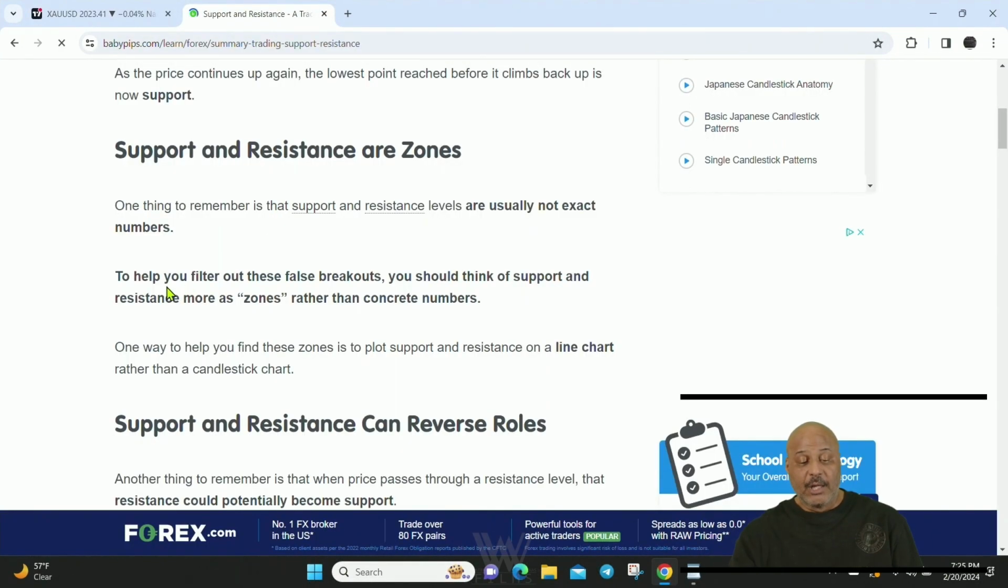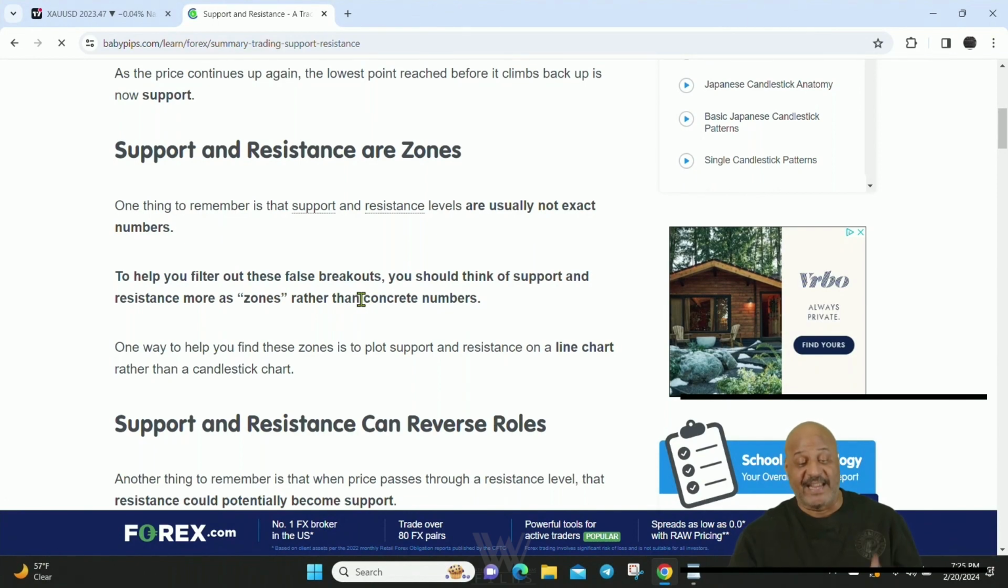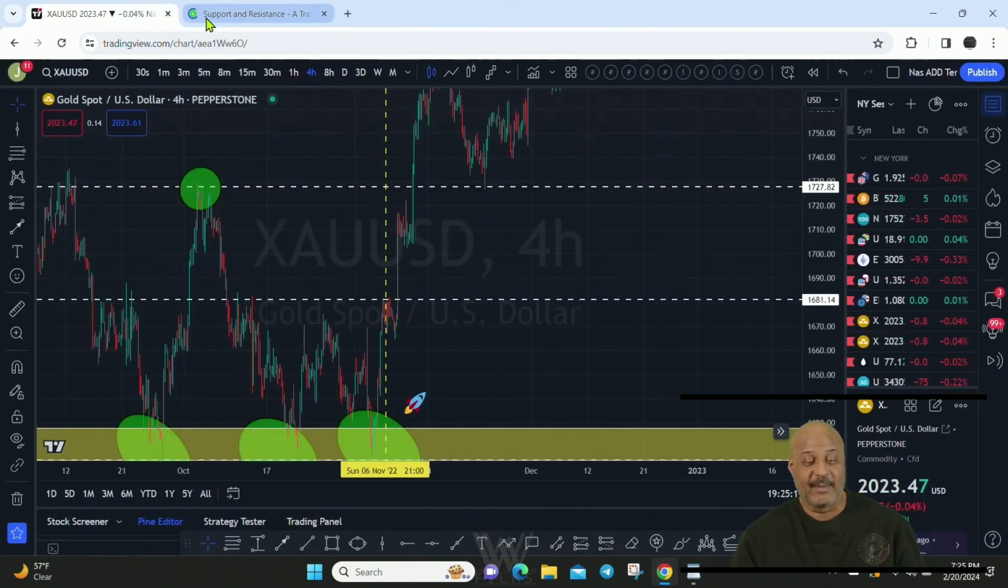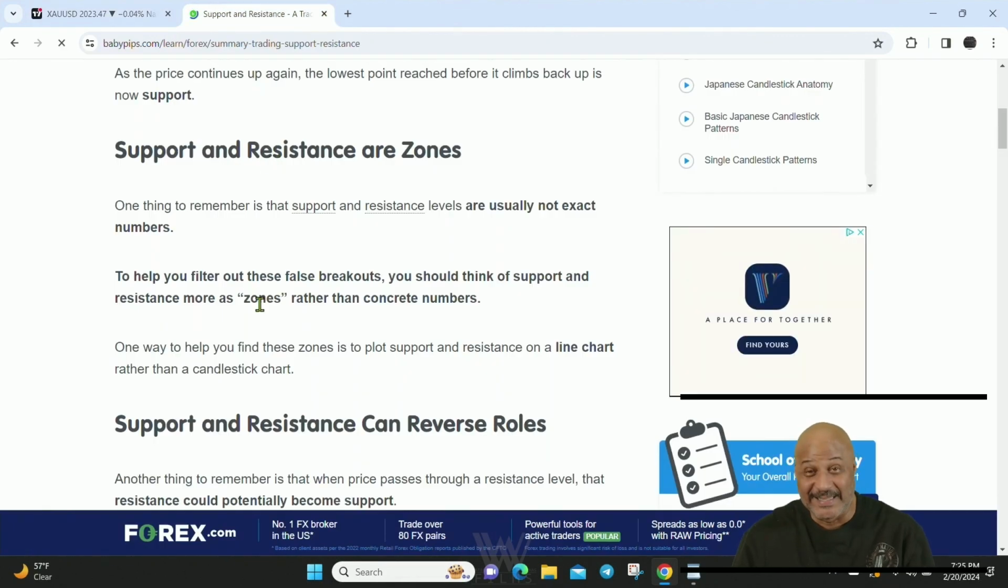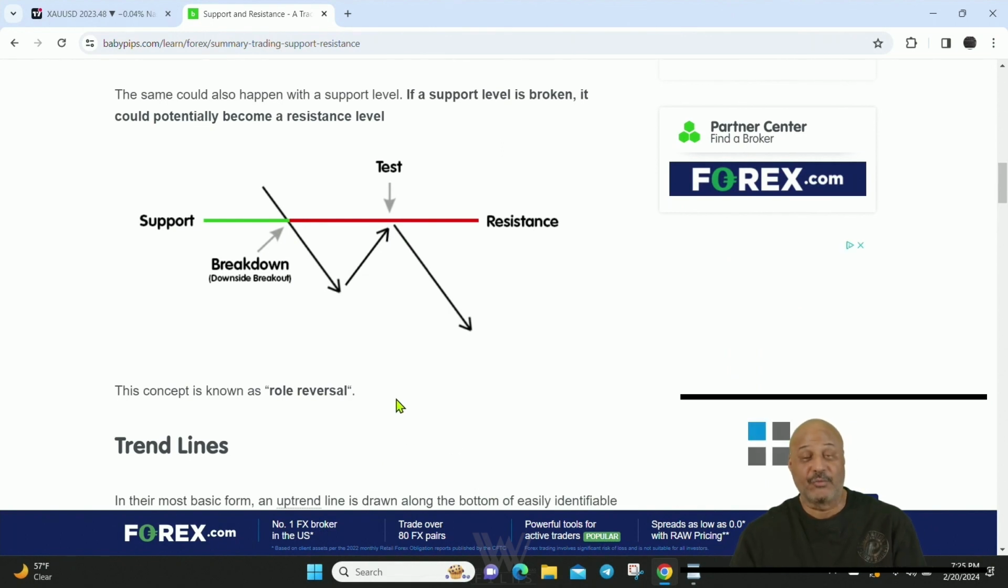You see that. To help you filter out these fake breakouts, you should think of support and resistance more as zones rather than concrete numbers. Remember, fake out. What is a fake out? A false breakout. That's like a rhyme. I didn't mean to say that, but that's how it went down. So anyway, here we go. Support, resistance, breakdown. Came up here, it crashed through. Came back to retest, and then came back. That's the role reversal.